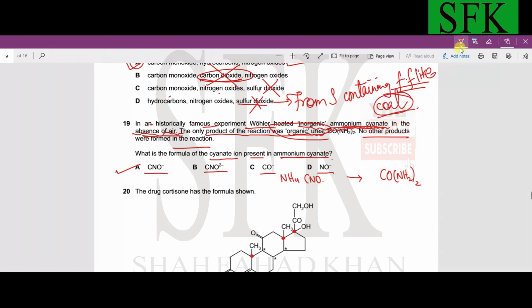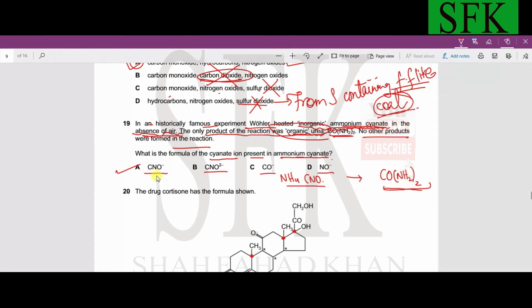Guys, this is actually more like a balancing question. The molecular formula of urea has been given: CO(NH2)2. Now we have to check each of these MCQ options one by one to see which one fits, because they told us it's in the absence of oxygen. This means the only reactant present is 1 mole of ammonium cyanate, and the only product we have is 1 mole of urea.